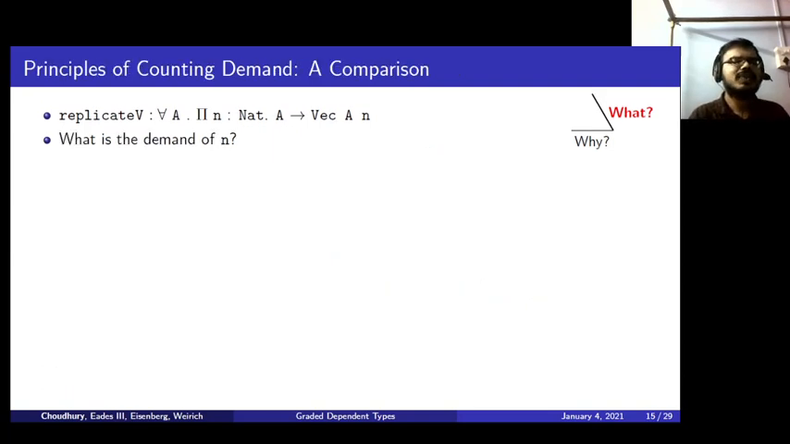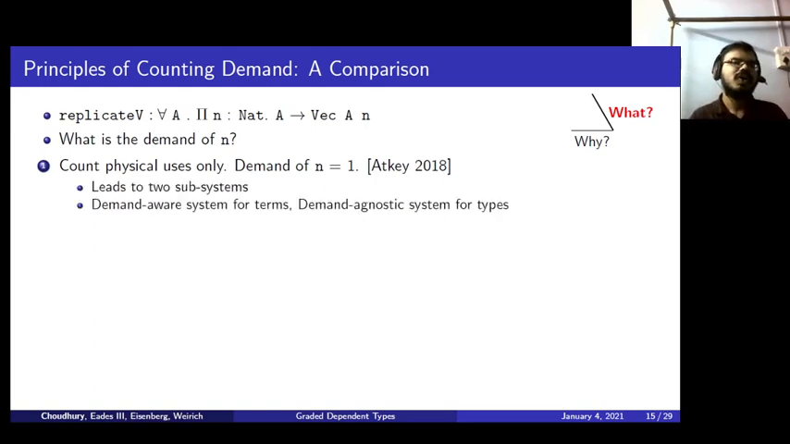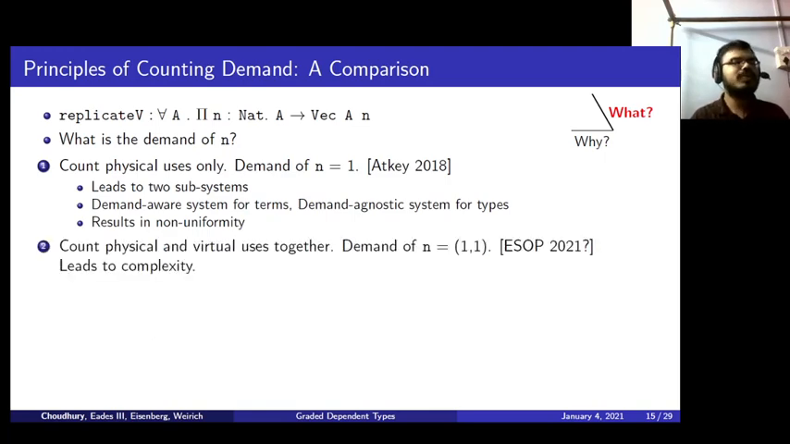So let's first look at counting physical uses only. Bob-Atkins approach. This leads to two subsystems, one that is demand aware and the other that is demand agnostic. Terms live in the demand aware world, types live in the demand agnostic world. So this results in some non-uniformity. The second approach, where we count both physical and virtual uses together, this leads to some complexity.